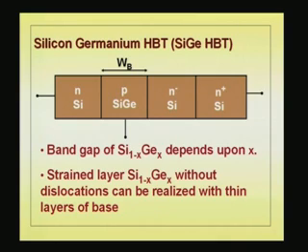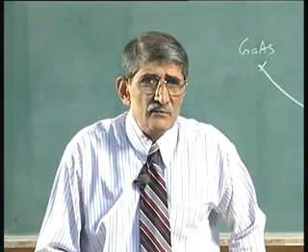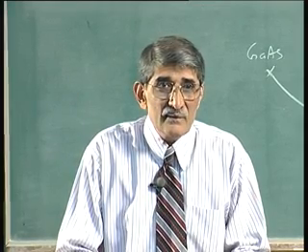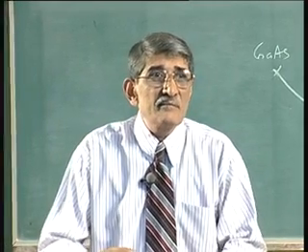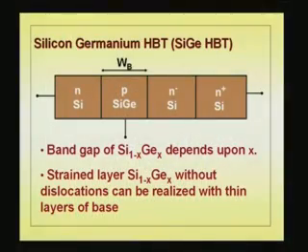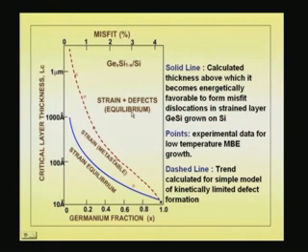Band gap of silicon germanium, that is this base, depends upon x, the mole fraction of germanium. x equal to 0 is silicon, x equal to 1 is germanium. Now, the lattice constant of germanium is different from that of silicon. Germanium would match with gallium arsenide, 5.63 angstroms lattice constant. Silicon is lower than that, 5.43 or so. You may say it is just 4%, but 4% is quite large when you grow one layer over the other, because for each 25 atoms there will be one mismatch when you grow one over the other. So, if you have to grow a layer over that, how do you do that?